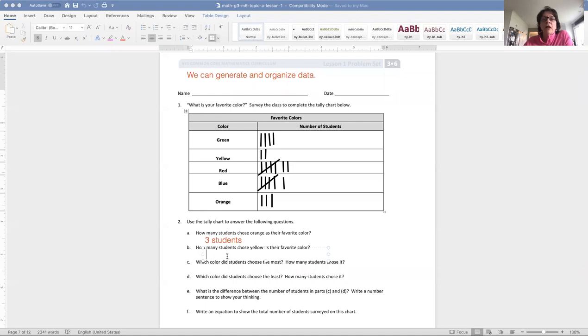How many students chose yellow as their favorite color? Well, go ahead, look up at your tally chart. Go to yellow. See how many tallies there are. There are 2. So our answer would be, that's right, 2 students.